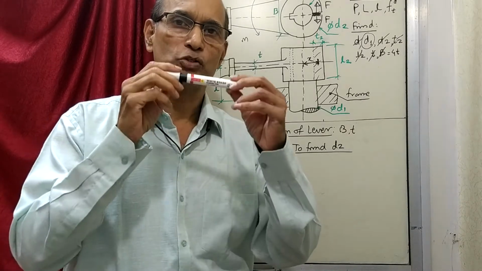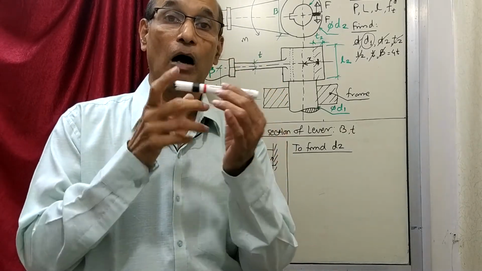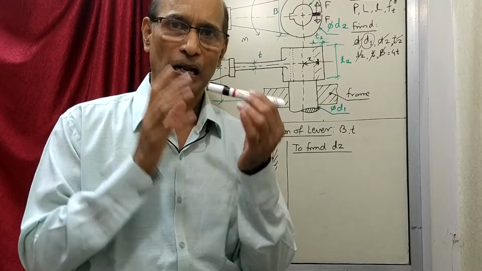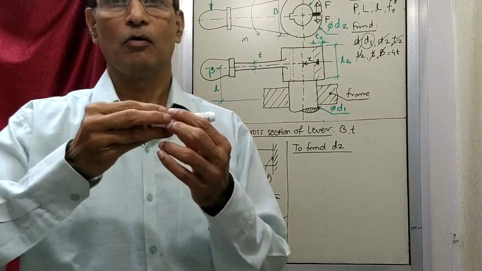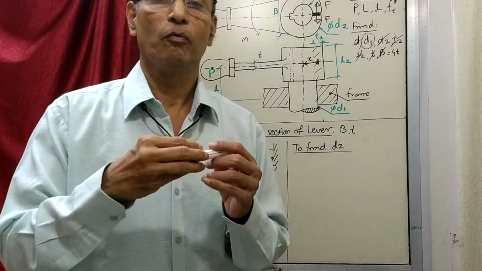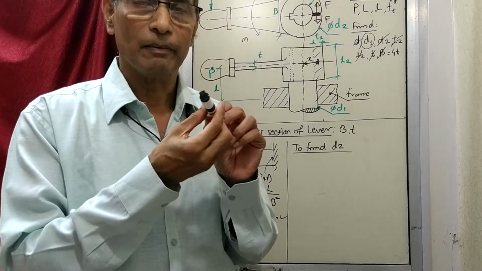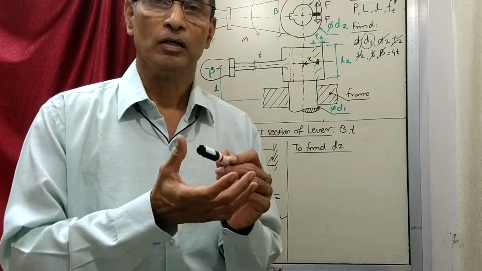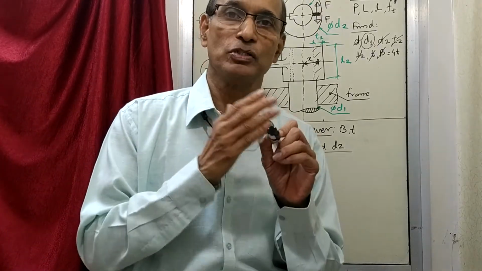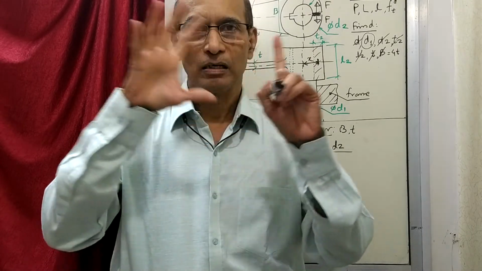For any part which you want to design, first we think how it is going to fail. I'll repeat, any part you want to design, or any dimension you want to find out, we see what is the importance of that diameter, that size, that dimension, what that dimension is doing, what kind of stress that dimension is experiencing. Based on that, we form the equation.